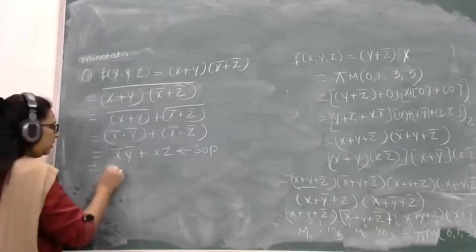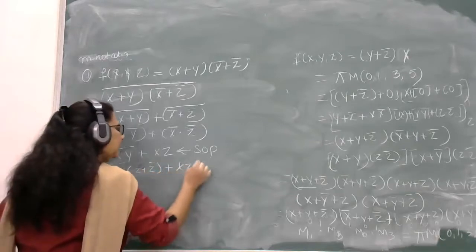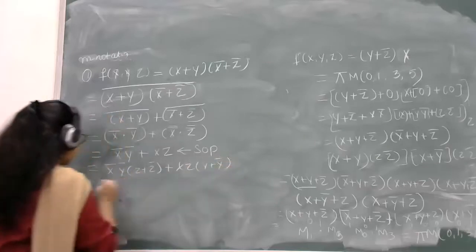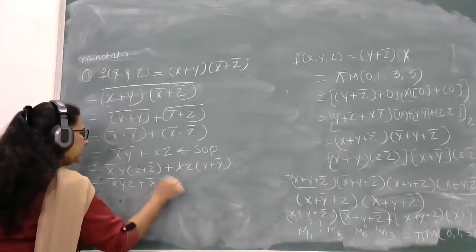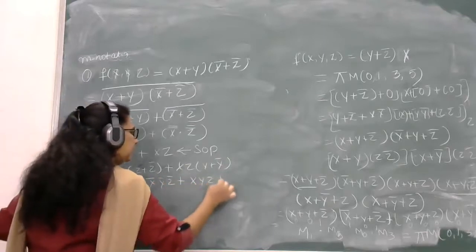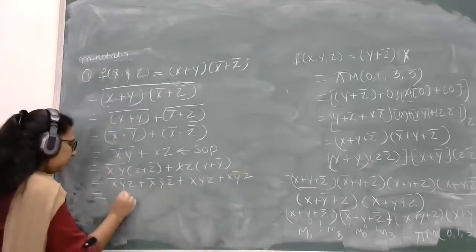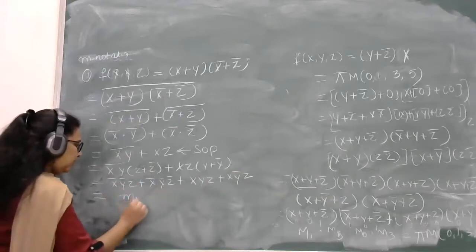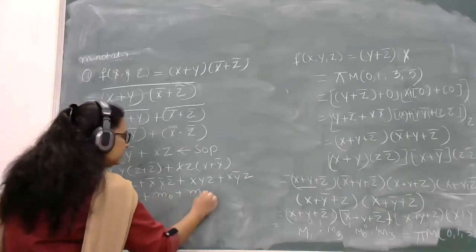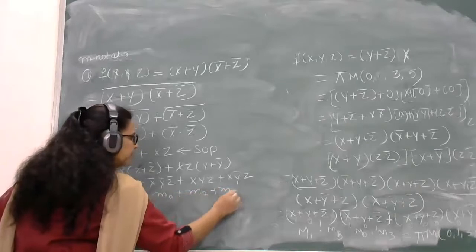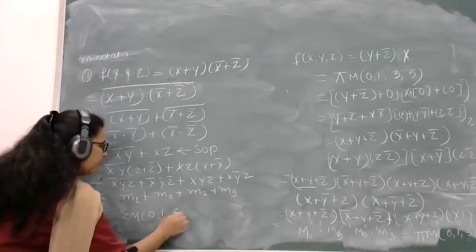Okay, so how do I do it? x bar y bar into z plus z bar plus xz into y plus y bar. This is what I am writing now. So this becomes x bar y bar z plus x bar y bar z bar plus xyz plus xy bar z. This is what my expression is. So it is nothing but small m1 plus m0 plus m7 plus m5. So I can write it as sigma m 0, 1, 5, 7.